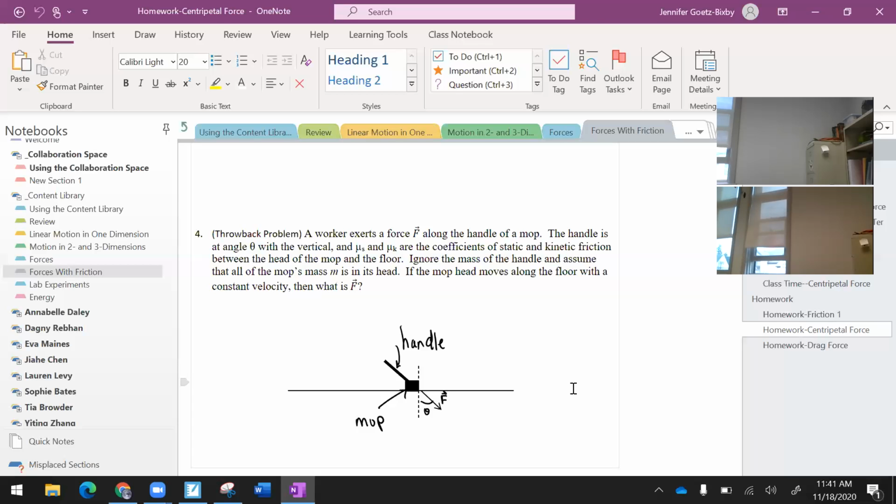I doubt that. But I just know there's so much content for this, like forces and friction. We spend so much time on it. What is the test going to be?